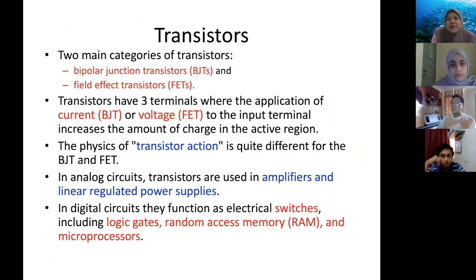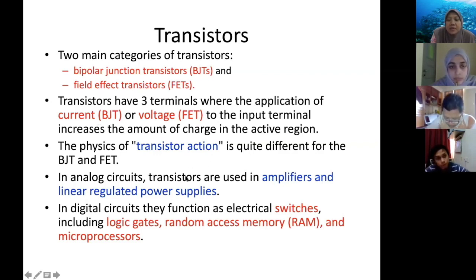Transistors have two main categories: the BJT and the field effect transistor. MOSFET is a type of field effect transistor. Transistors have three terminals, and you can control them by changing the voltage or by the application of current to the input terminal.